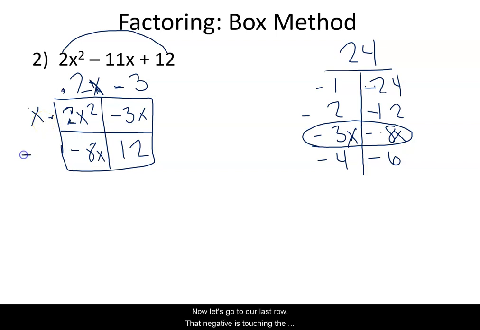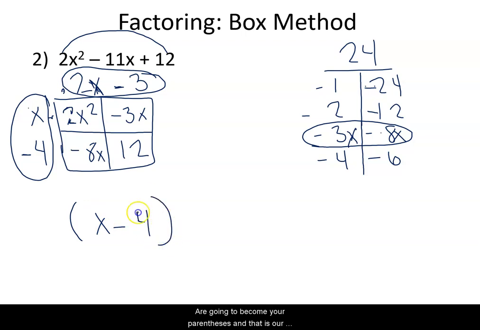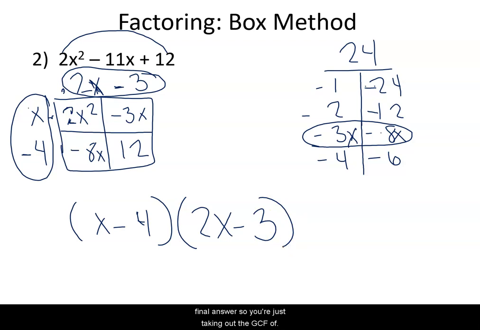That negative is touching the outside where we're writing our answer, so you need to take it out. So 8 and 12, the highest number that can go into both is 4. Now your row and column answers are going to become your parentheses, and that is our final answer. You're just taking out the GCF of the columns and the rows. You can always check yourself and FOIL or distribute these back in, and you should get your answer to the original problem.